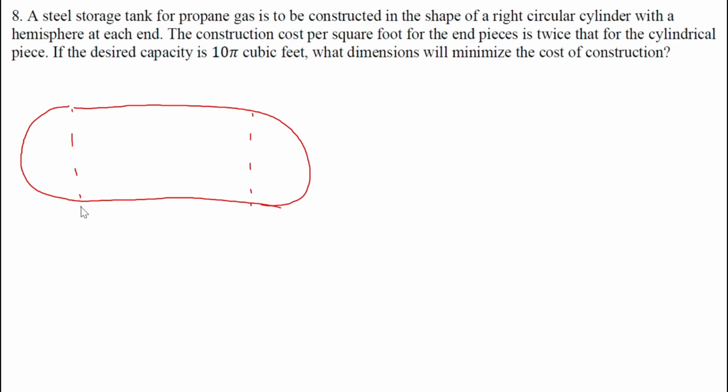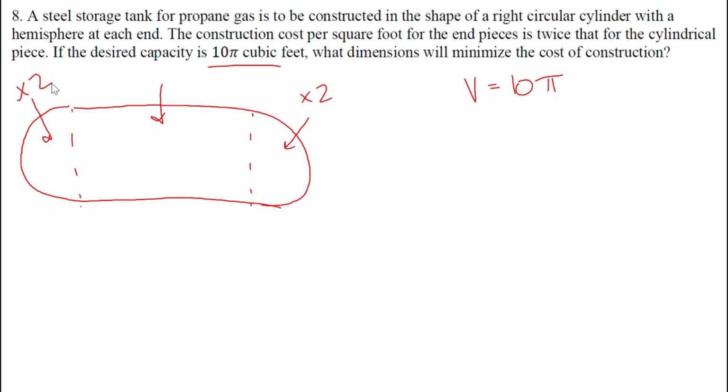And so we want to have a capacity of 10 pi cubic feet. So we're going to first note that the volume, which we'll come up with an equation for in a second, should be 10 pi. And we want the dimensions that minimize the cost of the construction. So we know that the piece that is in the middle is going to be half the price of the pieces on the ends, right? So the end pieces here are double. These are times 2 of what the center piece is, right?